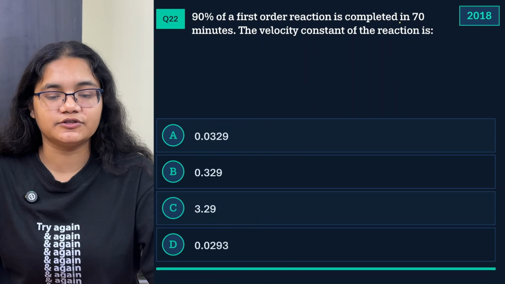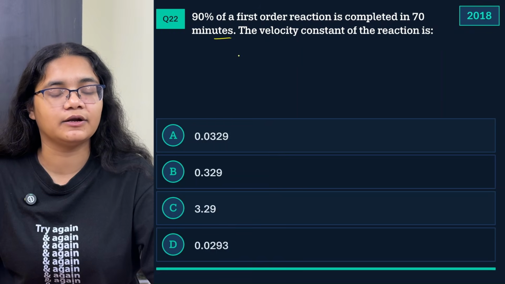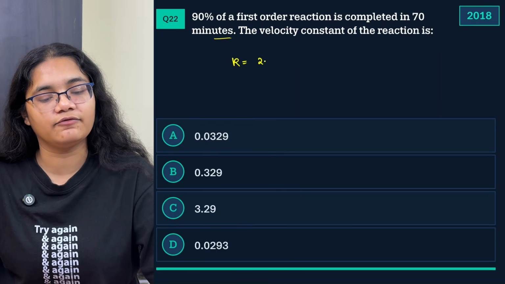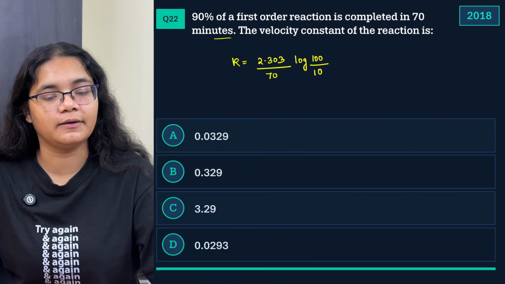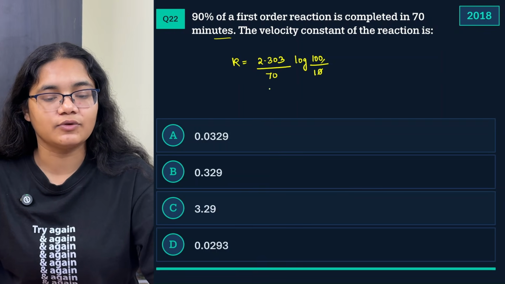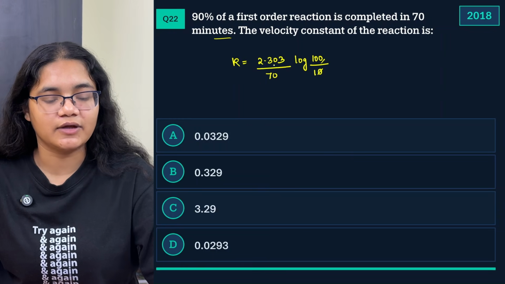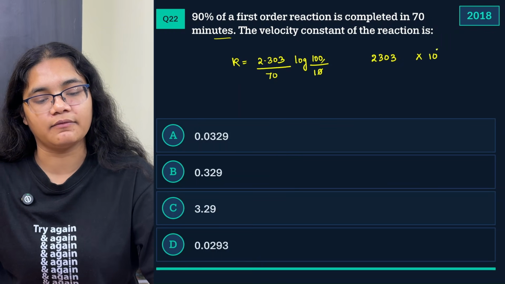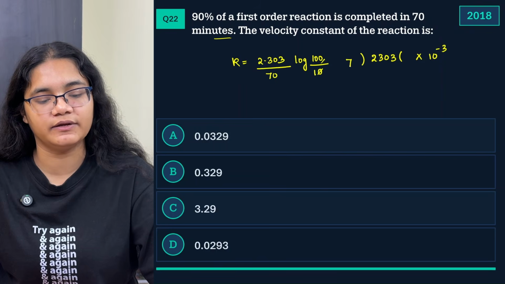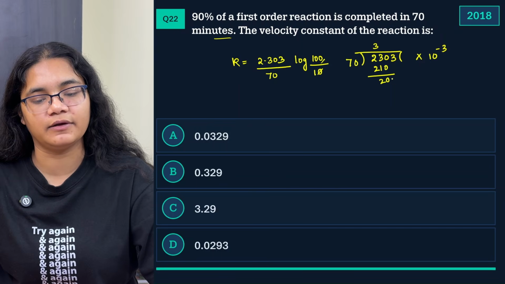Next, 90% of a first order reaction is completed in 70 minutes. The velocity constant. Velocity constant is nothing but the rate constant. So you will have 2.303 by t, t is 70, log of 100. 90% completed means 10 is remaining, so log 10 is 1. So I have 70 minutes. I have to just divide this, so I can write 2.303 into 10 to the power of minus 3, and I'm just dividing this by 70.